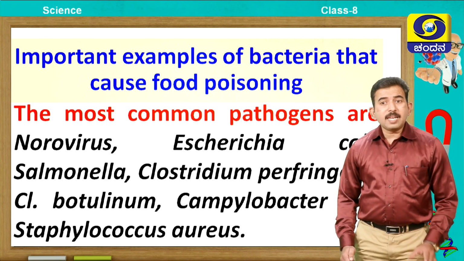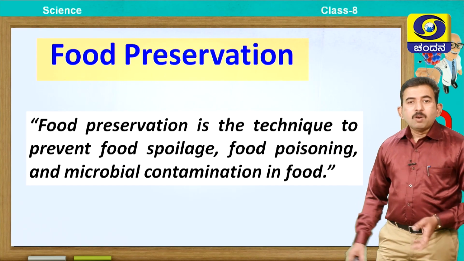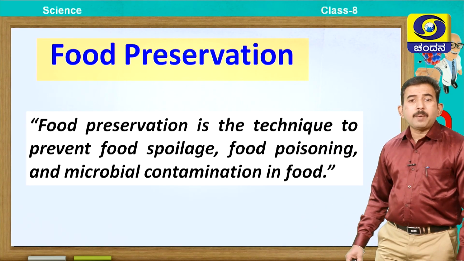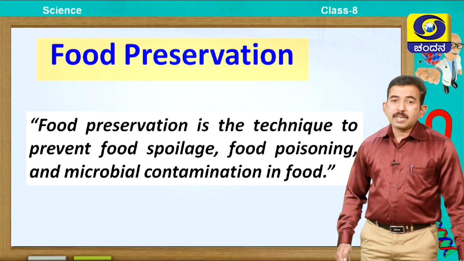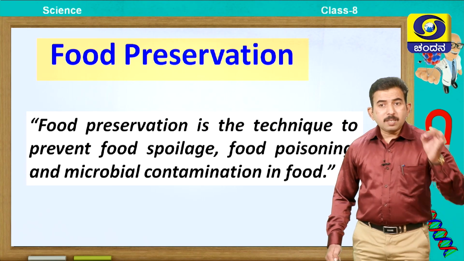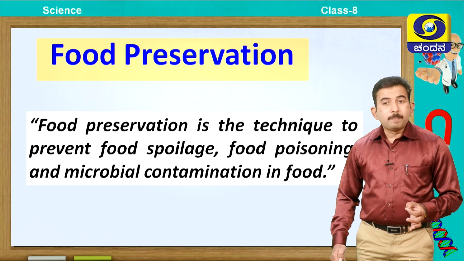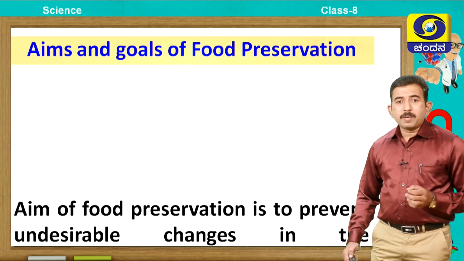Students, now let us study about food preservation. What is food preservation? Food preservation is the technique to prevent food spoilage, food poisoning and microbial contamination in food. Now let us discuss what is the main aim of food preservation. Aims and goals of food preservation.